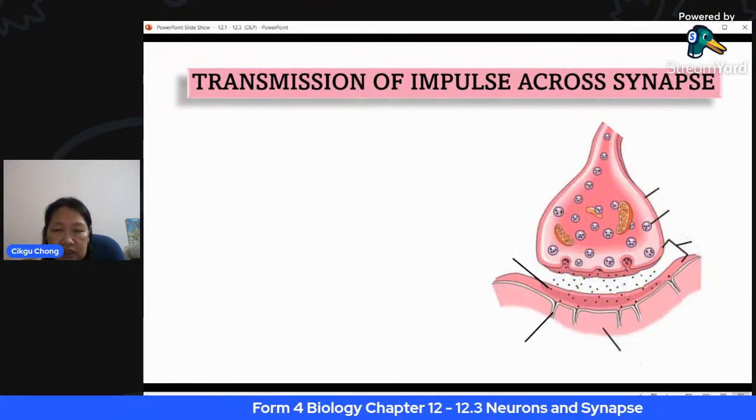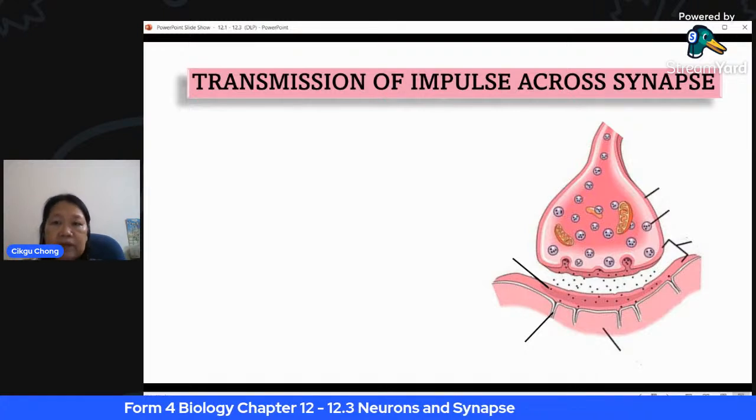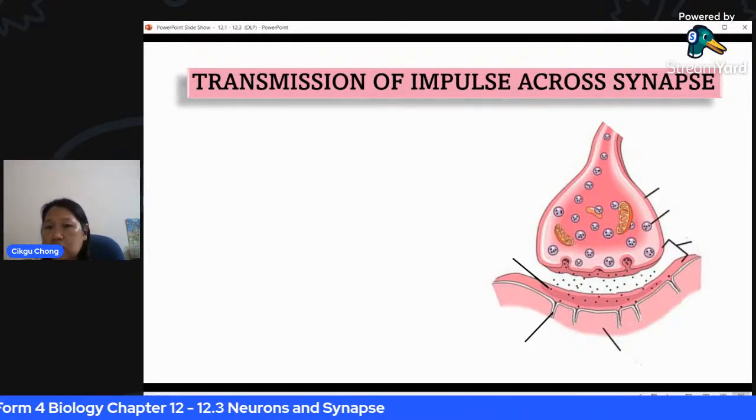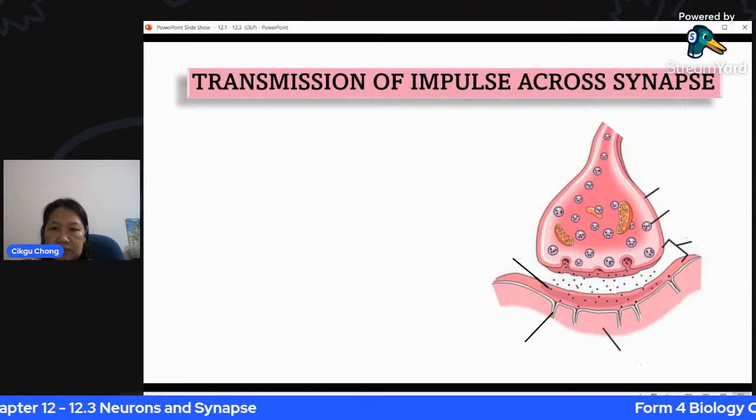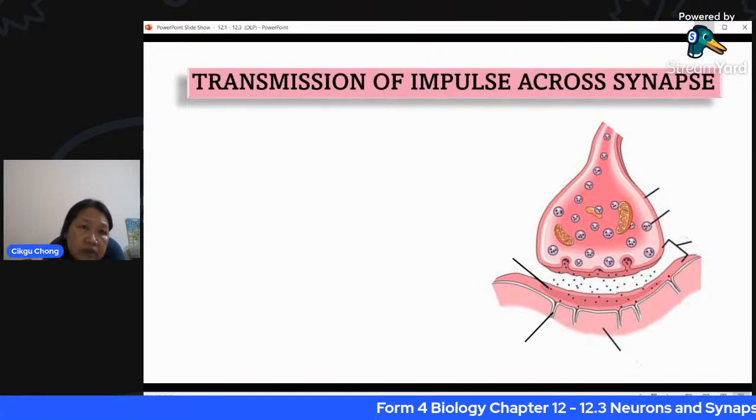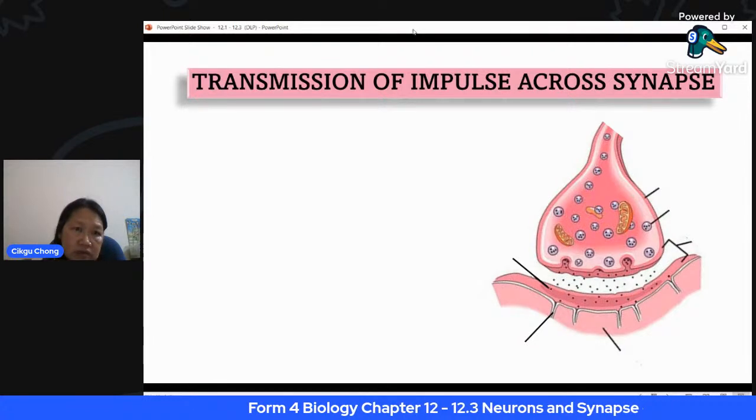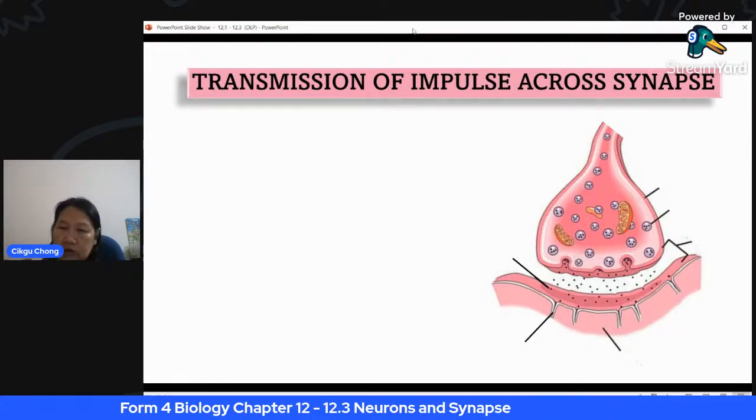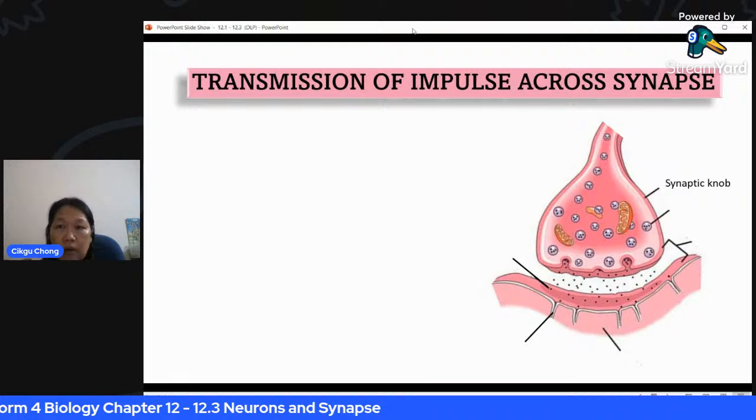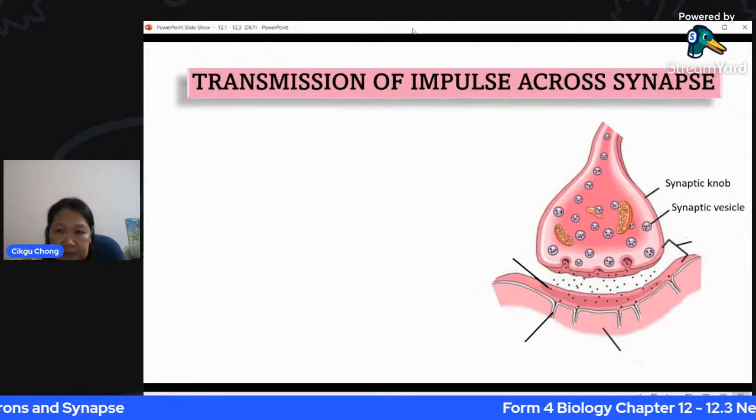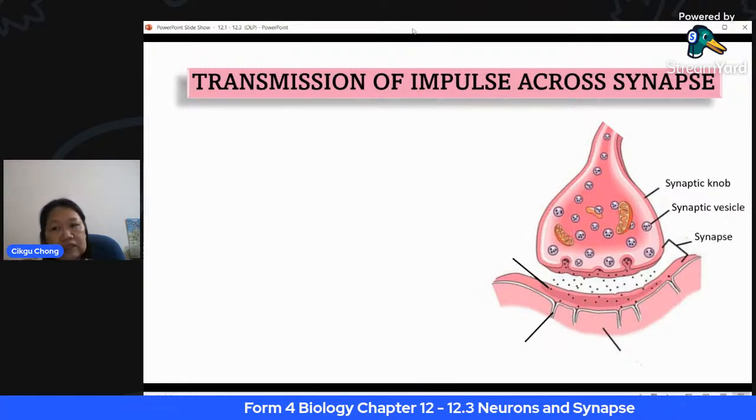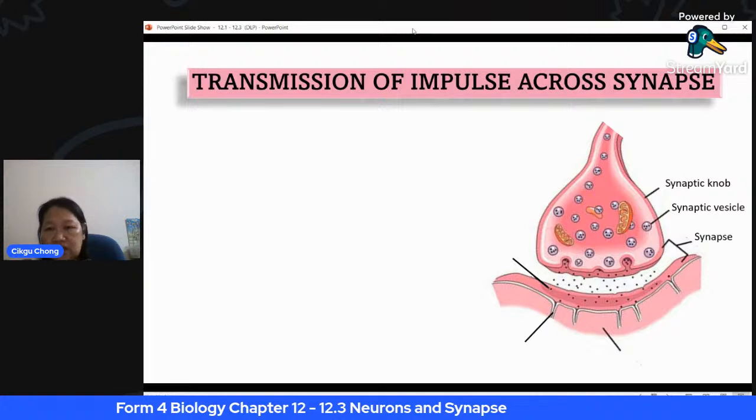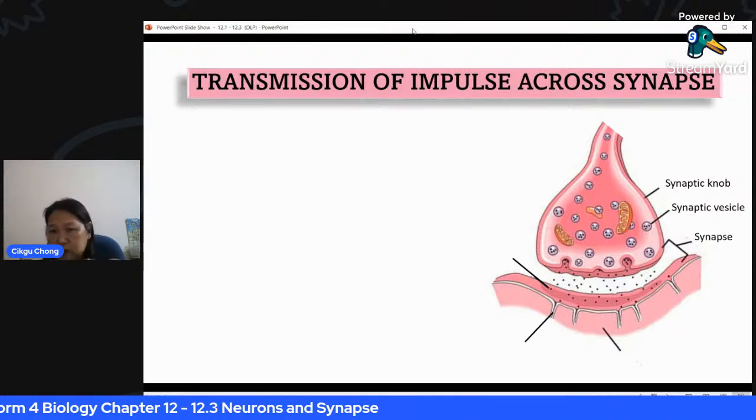One more thing to see. Now you can see there are mitochondria. It looks like mitochondria there, isn't it, at the synaptic knot. Now, how to label this part first? If I give you the diagram, how are you going to label it? What are the names of these parts here? You're going to label this one as the synaptic knot. And the next label, this is the synaptic vesicle. Next, the space there is called the synapse. You can also say synaptic cleft here because it curves inwards here.